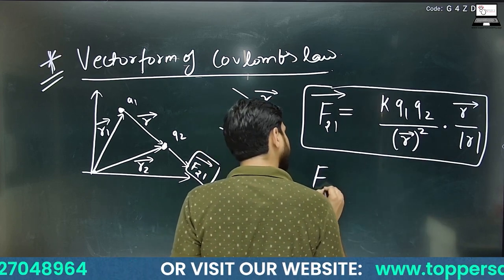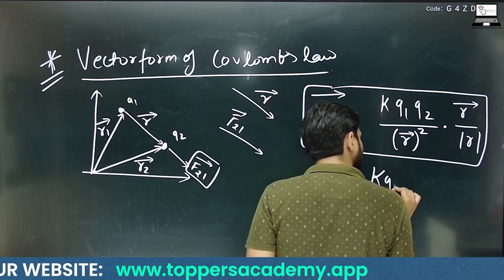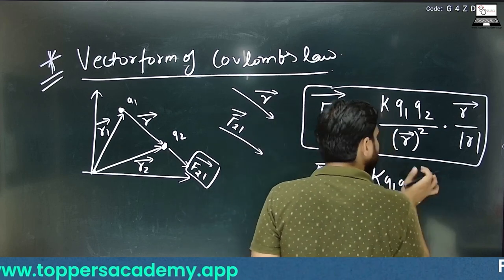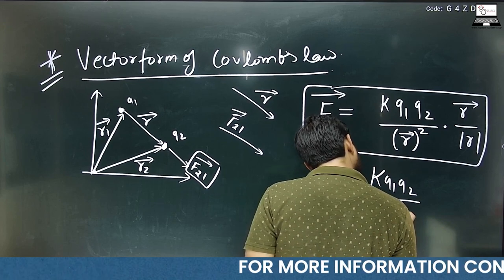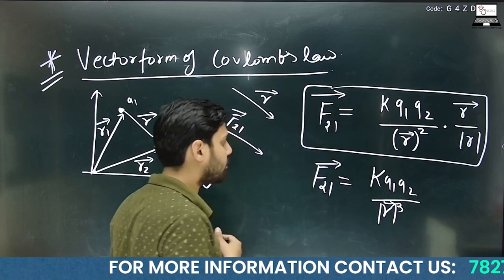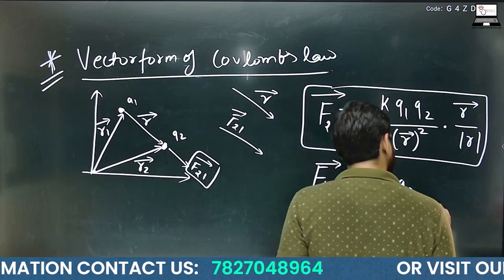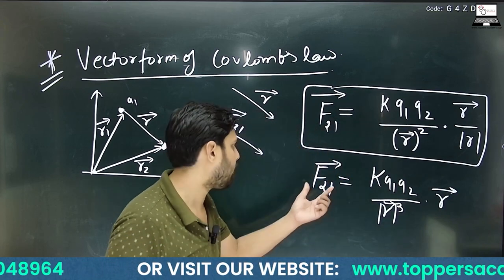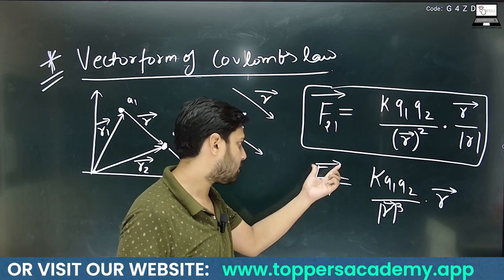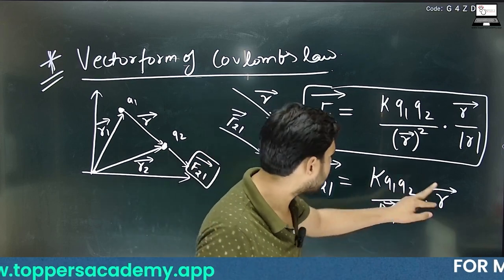If you go further, you can write it like this also: KQ1 Q2 upon, what will it be? It will be R cube. It will be better to say mod of R cube, because R is a vector. So it will automatically define the direction of force along R. Clear?